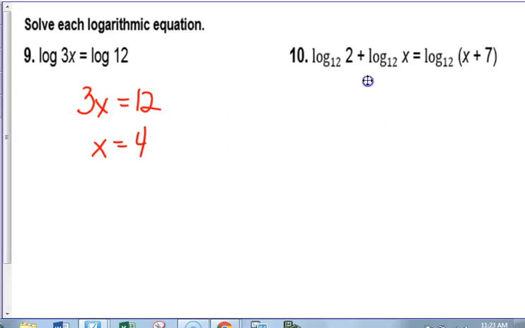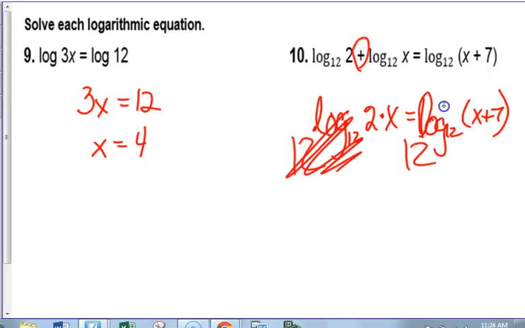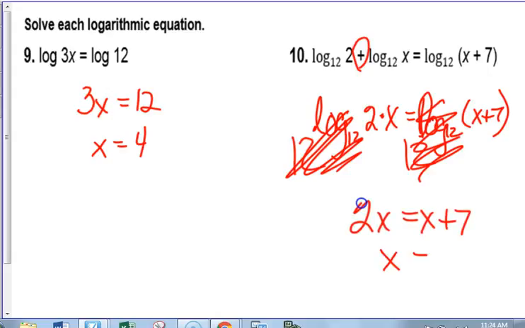All right. What about this one? We can't do the same thing. What do we got to do here? Log base 12 of 2 times x equals log base 12 of x plus 7. Now that we're down to 1 on each side, can we just get rid of them? Or some of your teachers would have said do this, so that this all cancels and this all cancels. I don't care. But I get 2x equals x plus 7, which is x equals 7. Okay. Moving on. Those were really easy.